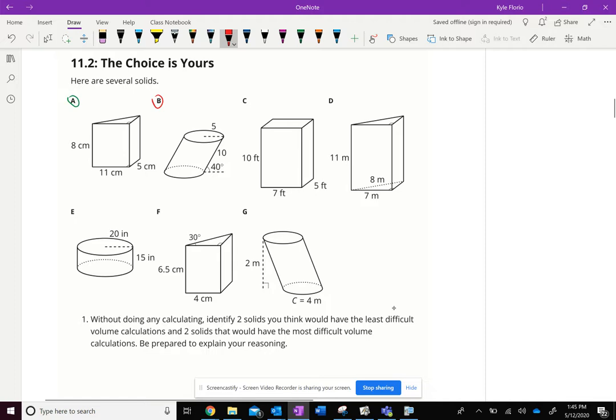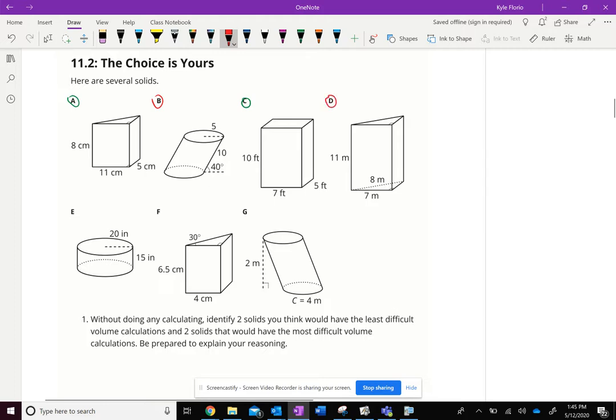Here we have a rectangular prism. The height is 10, and the base area is 7 by 5, so the base area is 35. 35 times 10, that's going to be a piece of cake. In fact, I just did it. It's 350.